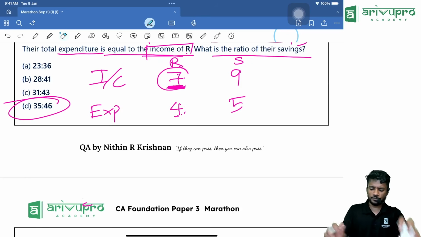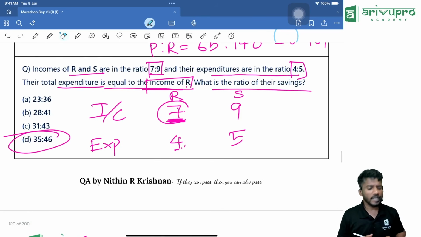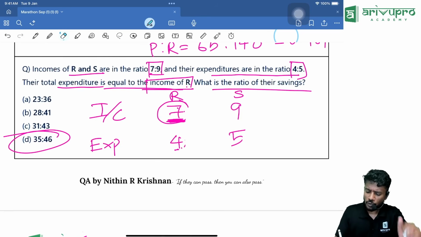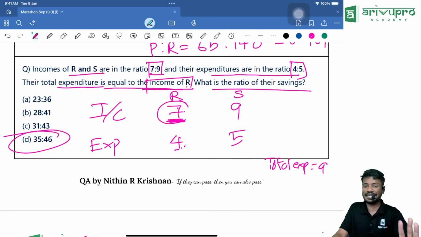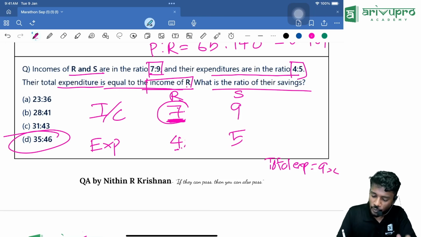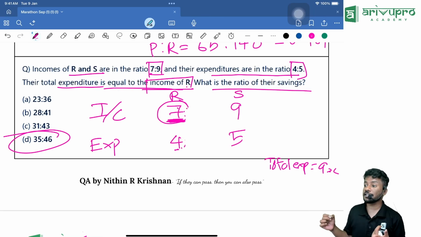Now look here. This is the given ratio. 7 is to 9 and 4 is to 5. Now 4 plus 5 is how much? That is the total expenditure. Total expenditure is equal to 9. I am telling it is 9, not 9x. If you want to call it 9x, you can. Now, income of R is how much? 7. And according to the question, 9x should be equal to 7x. But can we directly say that both are same? No. We need to multiply it with some constant factor to make it equal.